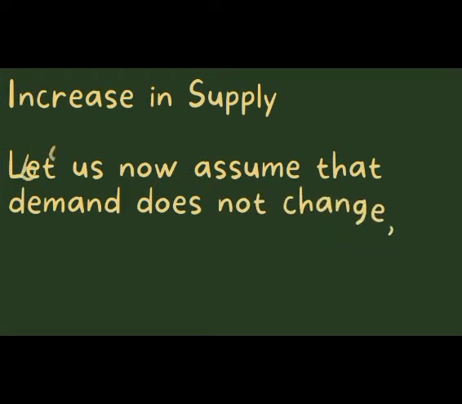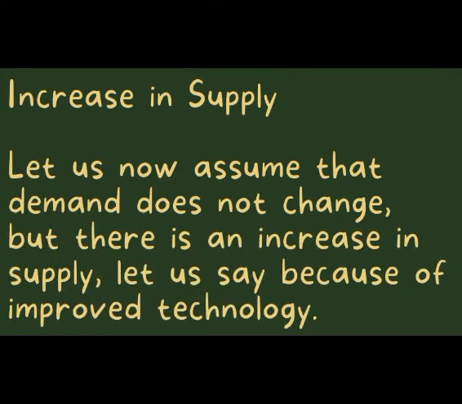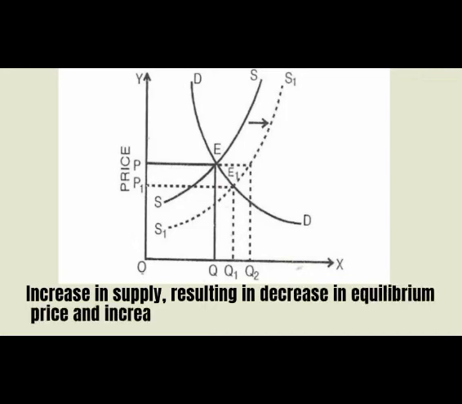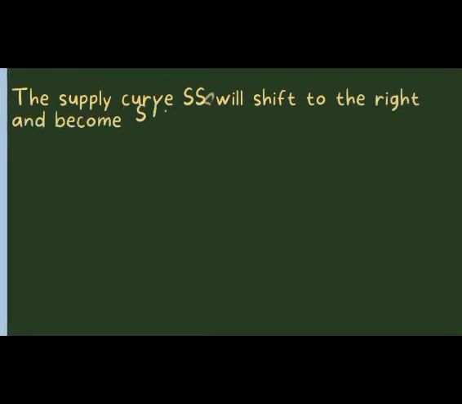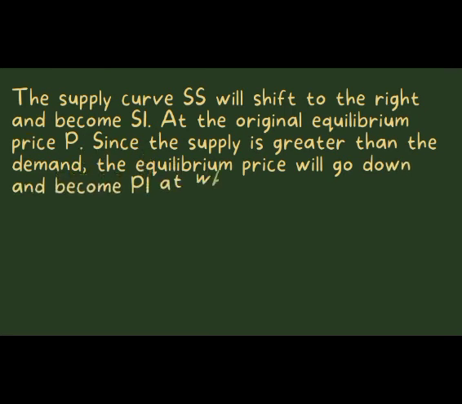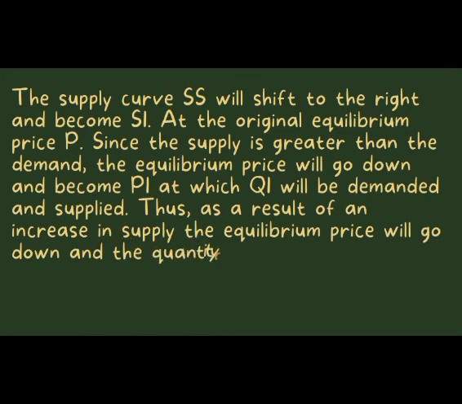Increase in supply. Let us now assume that demand does not change, but there is an increase in supply. Let us say because of improved technology. Now, this is our graph showing increase in supply, resulting in decrease in equilibrium price and increase in quantity supplied. The supply curve will shift to the right and become S1 at the original equilibrium price P. Since the supply is greater than the demand, the equilibrium price will go down and become P1.